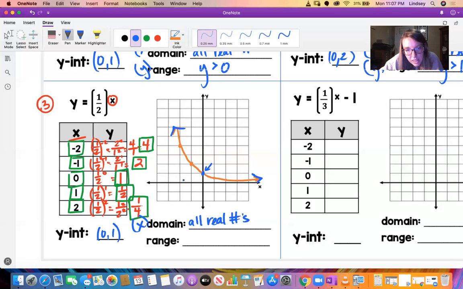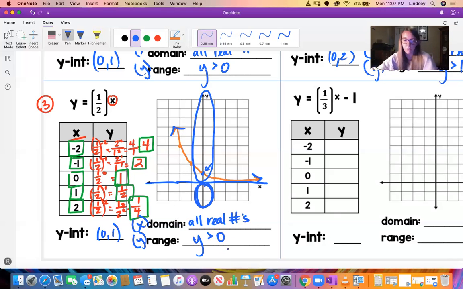And then we can see that this time for our y, for our range, the graph never touches this part of my y-axis that I'm circling, okay? But I can see that there are going to be coordinates on this top part of my y-axis, where it's positive. So basically when your y values are greater than 0, which would mean they're positive, is my range.